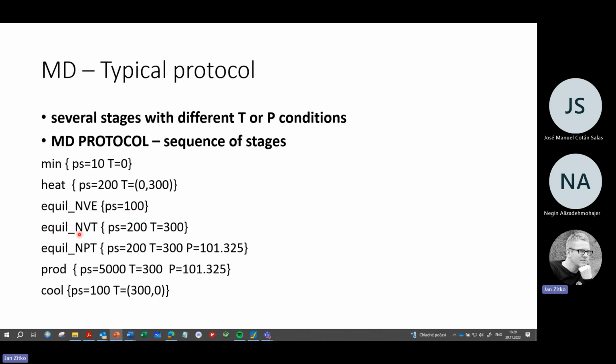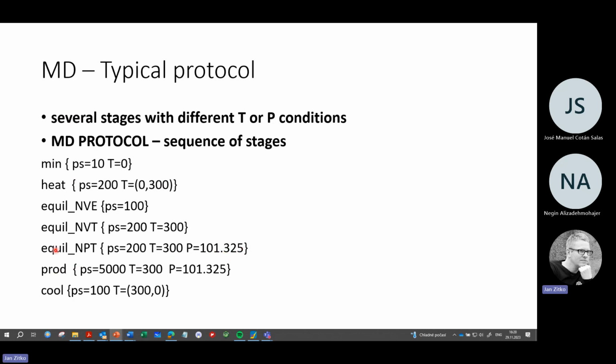Then we have another equilibration stage. This time it will be the NVT ensemble. It means that we are controlling the temperature, so we enter the time and the temperature which we are controlling. And then we have NPT equilibration, which means we are controlling pressure and temperature. You see that we set the temperature to 300 kelvins in this case, and the pressure, this one would be in kilopascals, right?